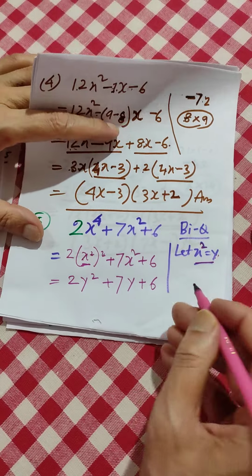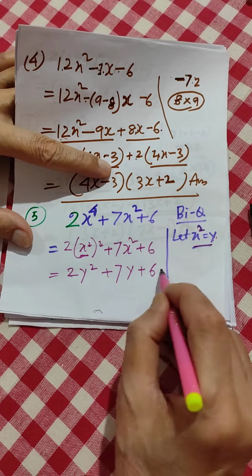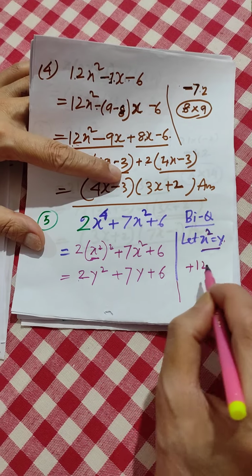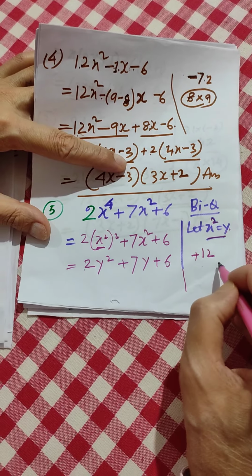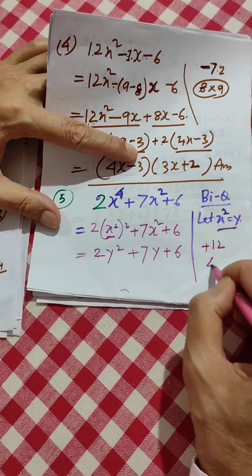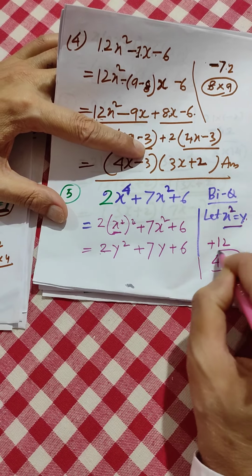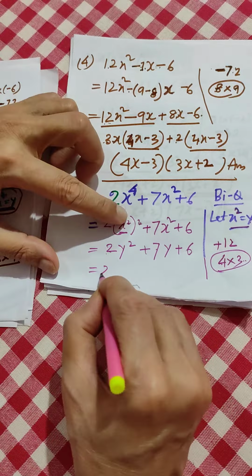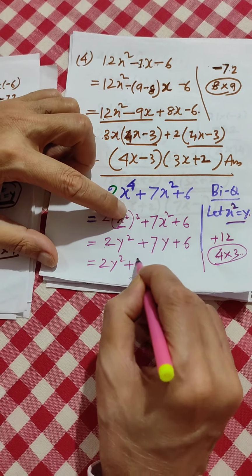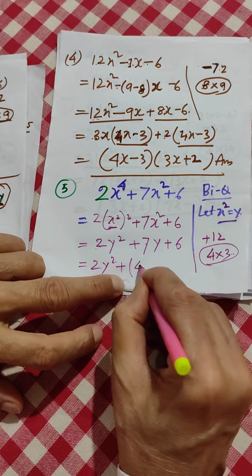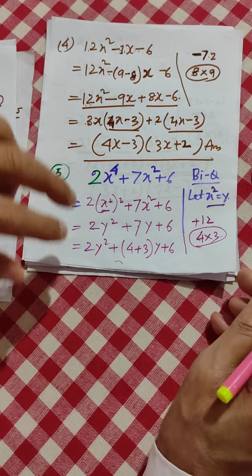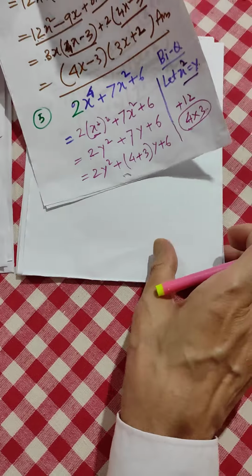Is it clear? Now as the rule says, 2 into 6, 12. Now this is plus 12. We'll take two numbers whose sum is 7. So we'll take 4 and 3. Because 4 into 3 is 12, and 4 plus 3 is 7. So we'll write 2y square plus, in place of 7, 4 plus 3, so (4 plus 3)y plus 6. Is it clear? Okay, now next step.